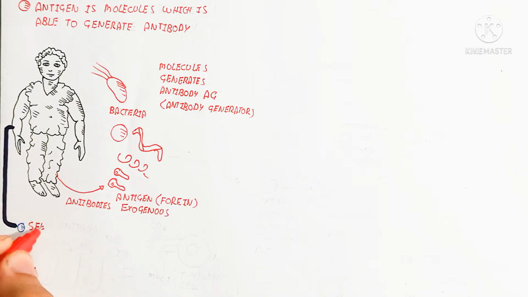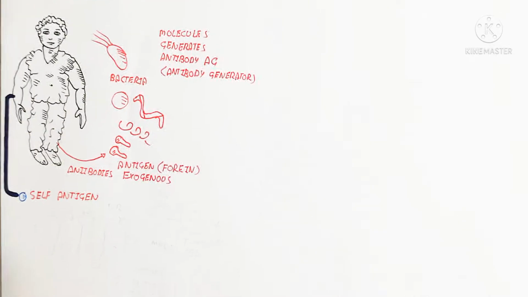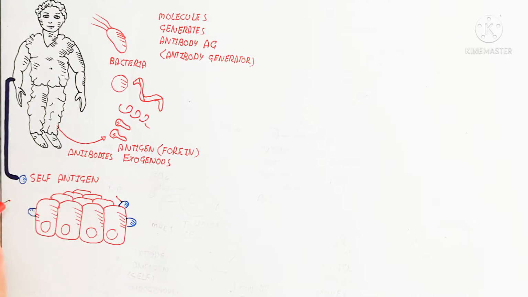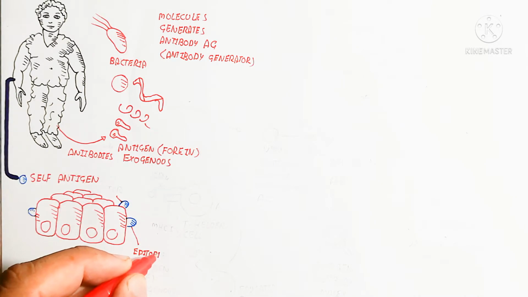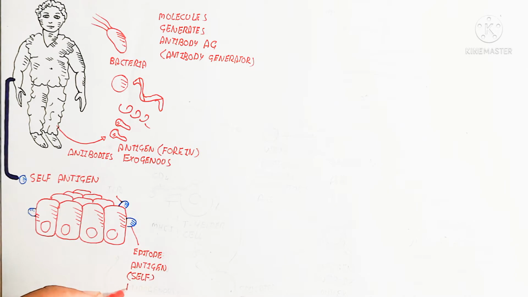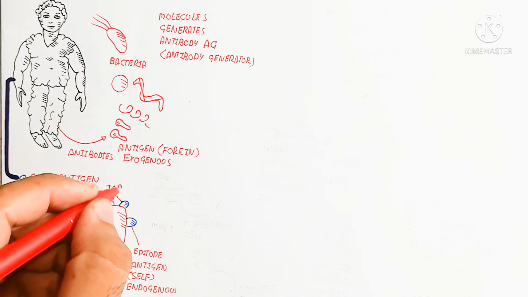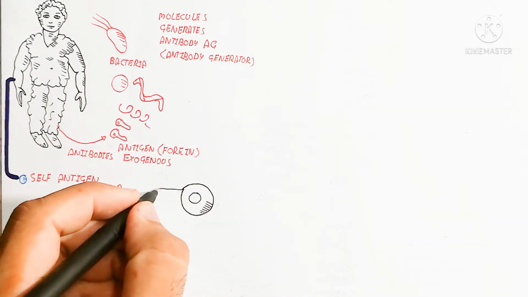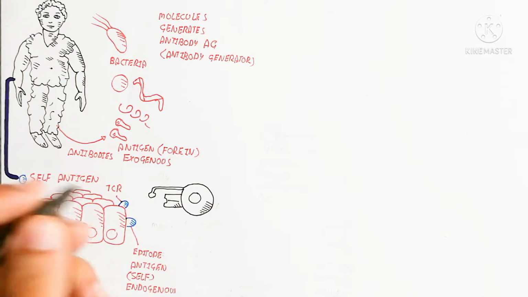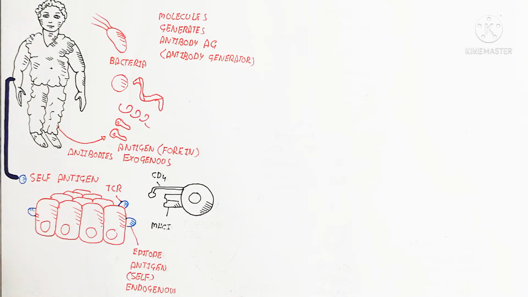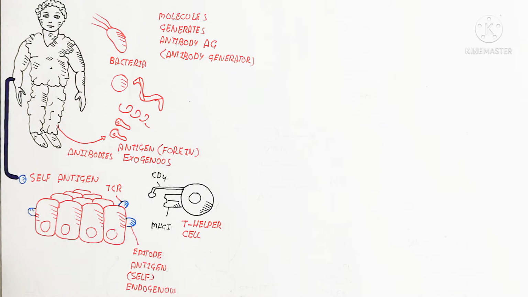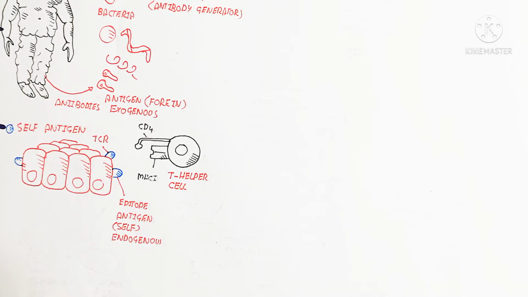So the foreign antigen is known as the exogenous antigen, while inside of the human there is the endogenous or self antigen. Here we will discuss the self antigen. Self cells contain antigen in the form of epitope. The T helper cell, for example the CD4 receptor containing CD4 cell, recognizes this antigen with the MHC class 1 molecule, and after the recognition antibodies would be produced against our own cell.